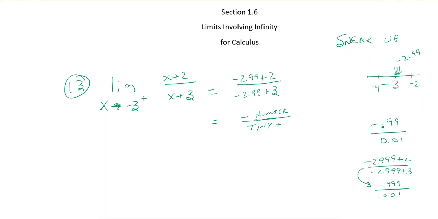And if you take any number and divide it by a really small number like 0.001, it's going to blow up to be a very big number. A negative divided by a positive is going to be a negative, and it's going to be a very large number, so we say it's negative infinity. This goes back to section 1.4, where I said we're going to readdress this in section 1.6, and so here we are.